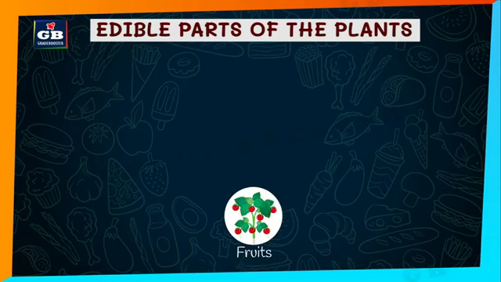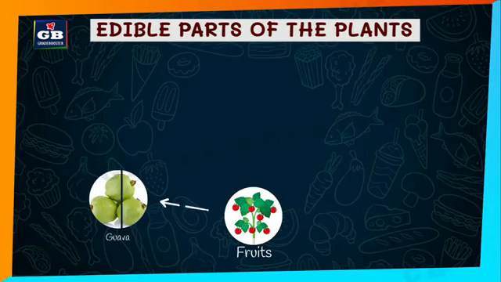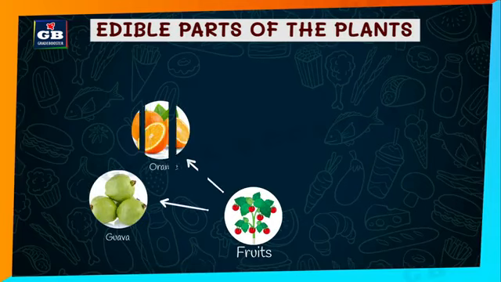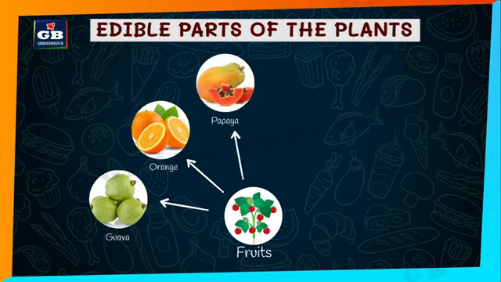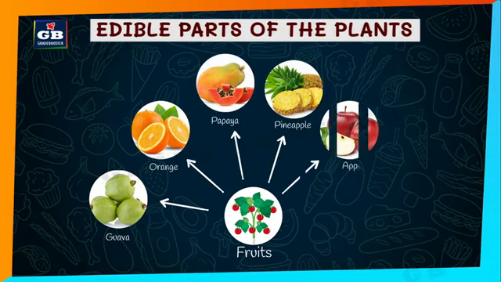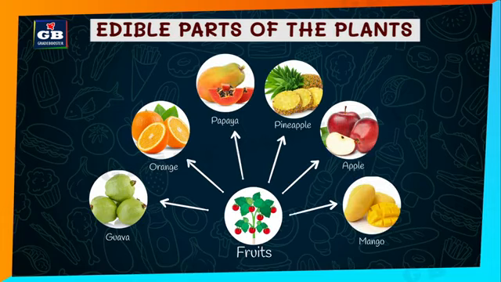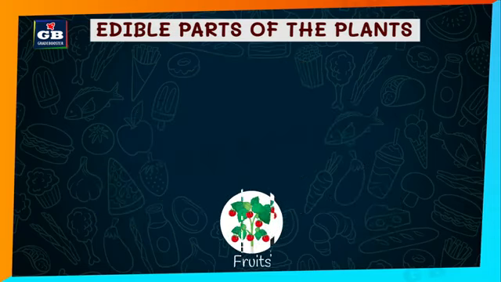Now let us see the fruits of plants that we use as food. All the fruits like guava, orange, papaya, pineapple, apple, mango, all these are fruits of the plants that we use as our food. We may eat them directly, or we can make juices or salads with these fruits.